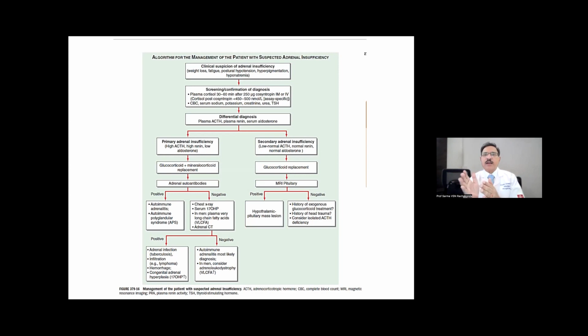In secondary, ACTH is low, renin is normal, aldosterone is normal. Supplement glucocorticoid, do an MRI, and then decide whether it is pituitary or not. Whereas in primary adrenal insufficiency: high ACTH, high renin, low aldosterone, supplement both gluco- and mineralocorticoid, and work out adrenal antibodies. If the antibodies are positive, autoimmune adrenalitis. Negative means it is some other related disease.